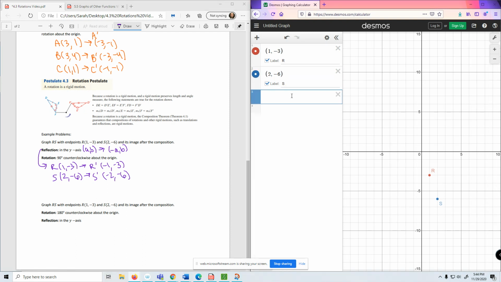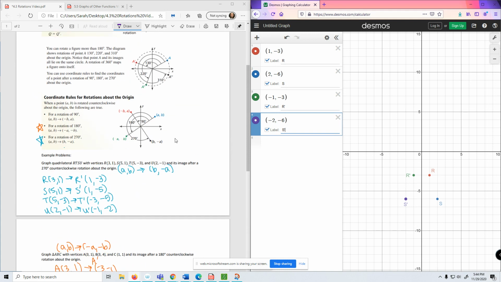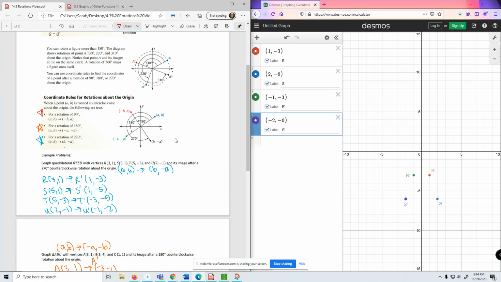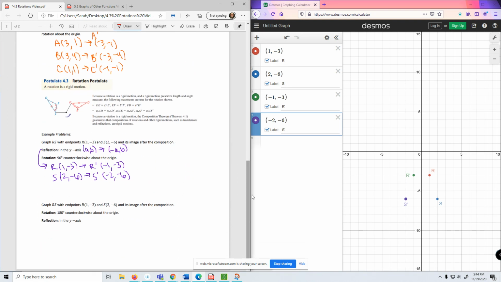So then let's put those into Desmos. I label them with primes because this is what happens after our first transformation. If we were just reflecting, we'd be done. However, we also need to rotate. When we rotate 90 degrees counterclockwise, let's look back at our rotation rules. Our 90 degrees counterclockwise rule is this one right here: (a, b) turns into (negative b, a). So I'm going to take my R prime and S prime and apply that to them.